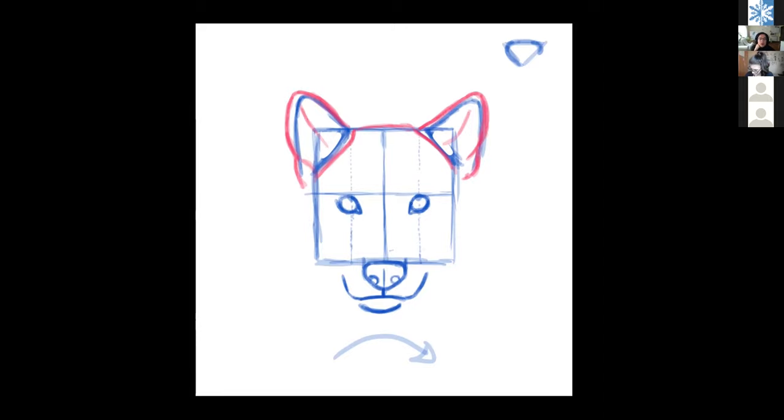One thing I also noticed about my wolf is that I did the eyes a little bit too big, so I'm going to make them a little bit smaller. And the nose is a little bit more rounded. Feeling comfy?